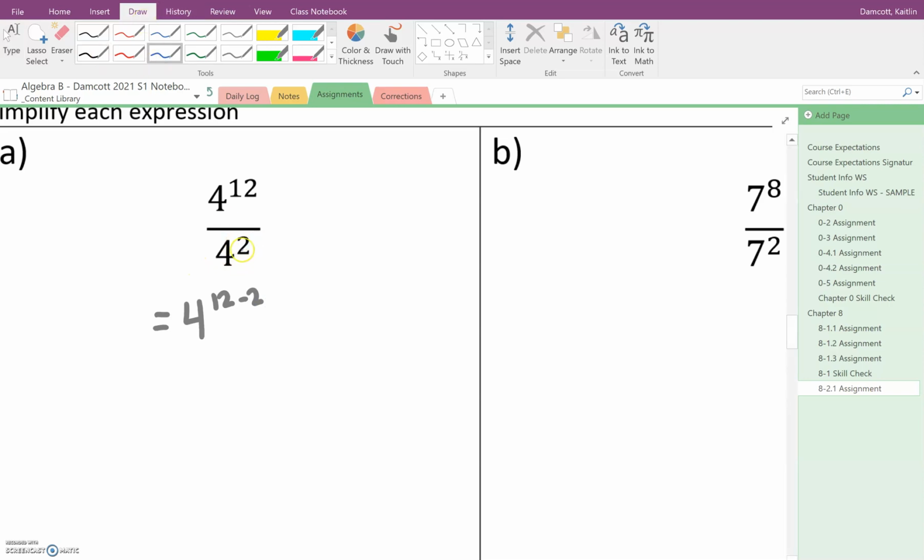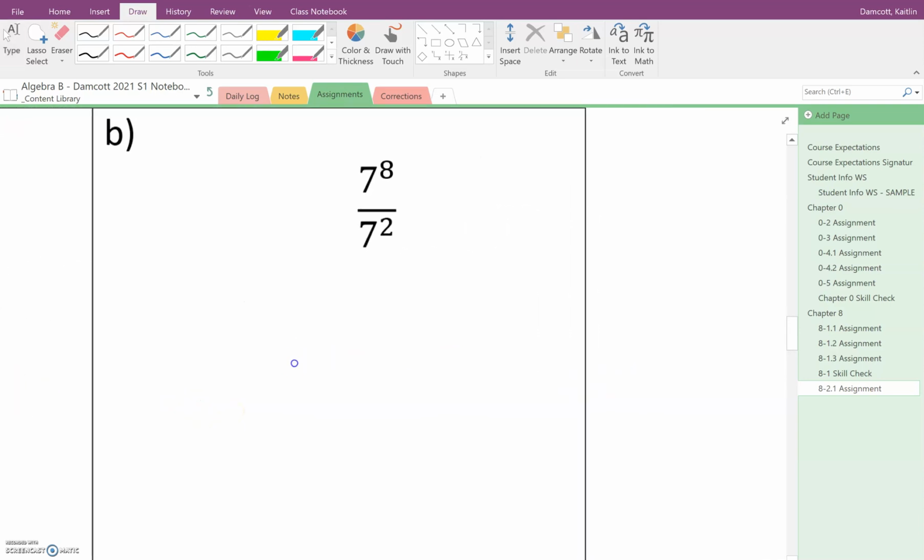Now, if you can do this in your head and just say to yourself, okay, keep the base, and then look at this and say 12 minus 2 is 10, that's all you need. So the blue is what you need. This is what I'm thinking in order to come up with that. All right, let's take a look at the next one.